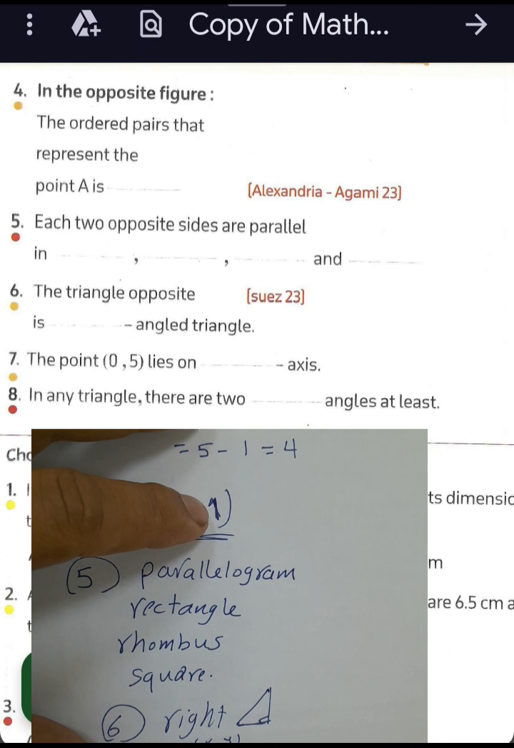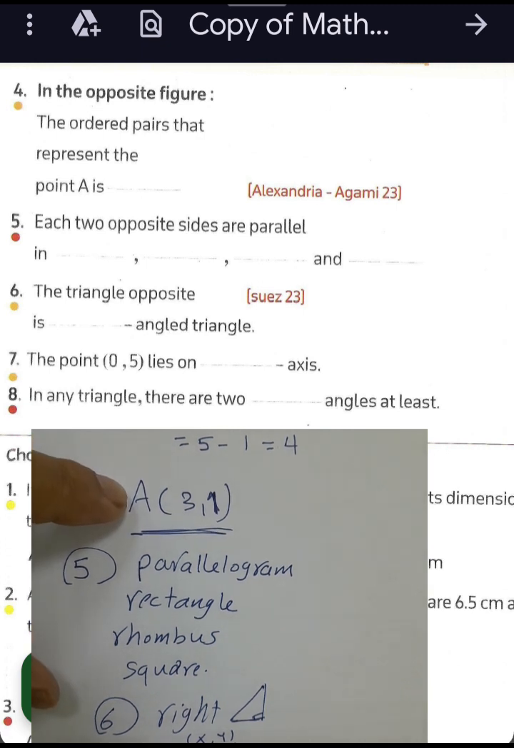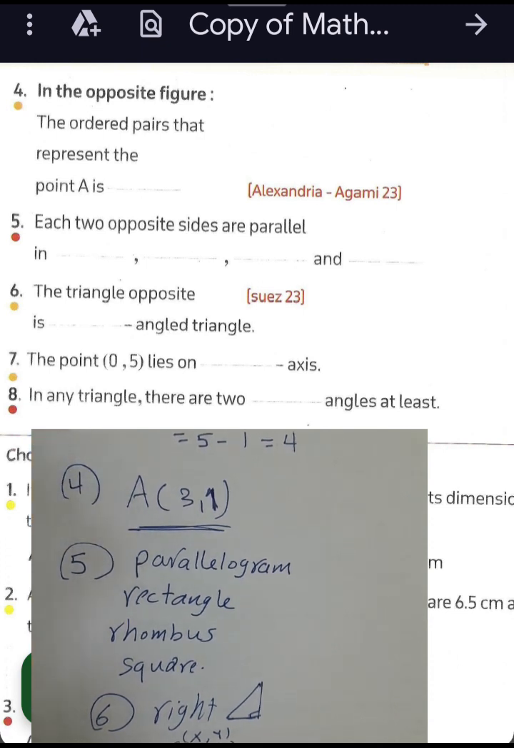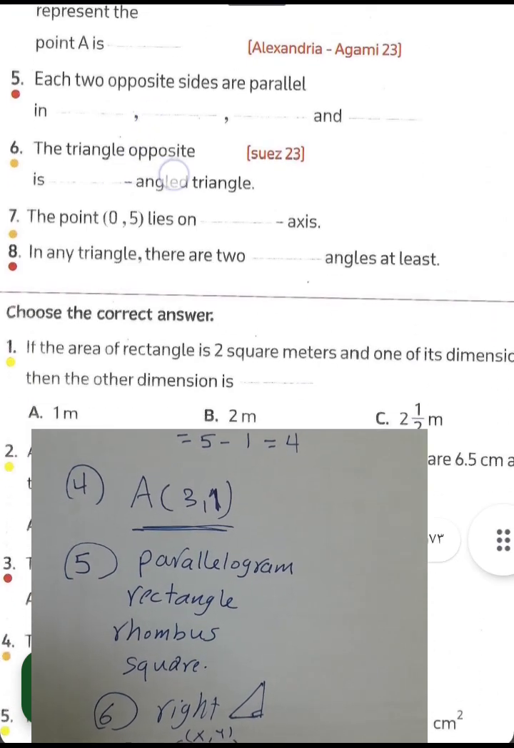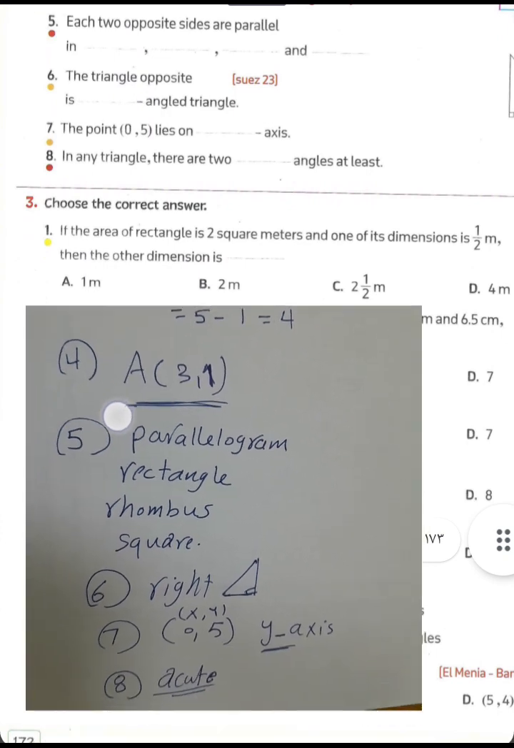Question number 8. In any triangle, there are at least two acute angles. At least in any triangle, there are two acute angles. Choose the correct answer. Question number 3. Number 1.